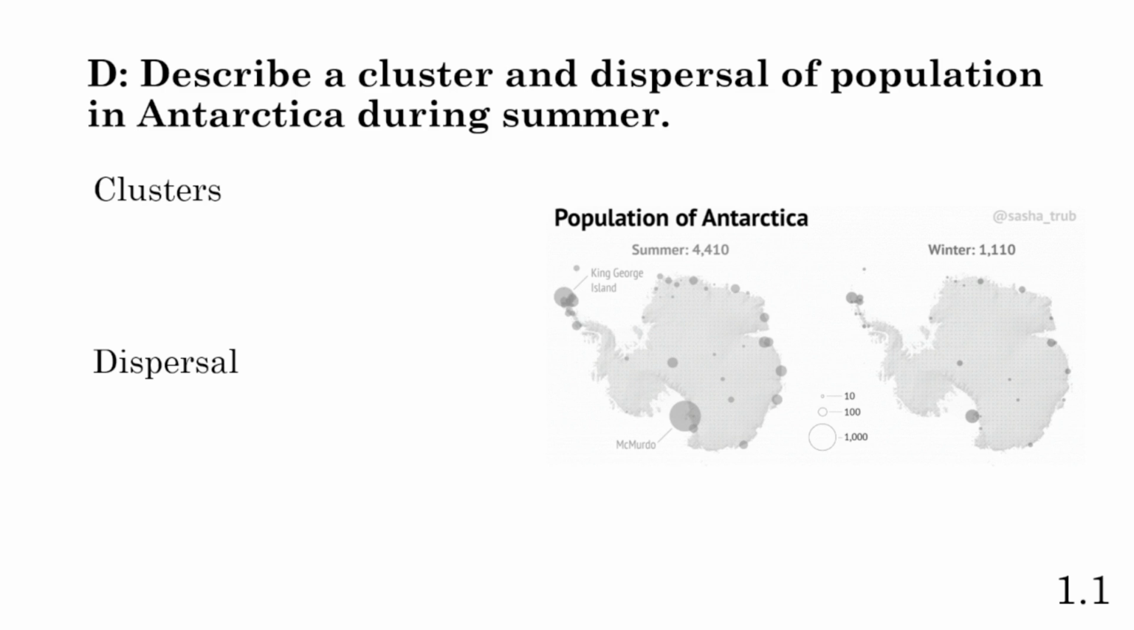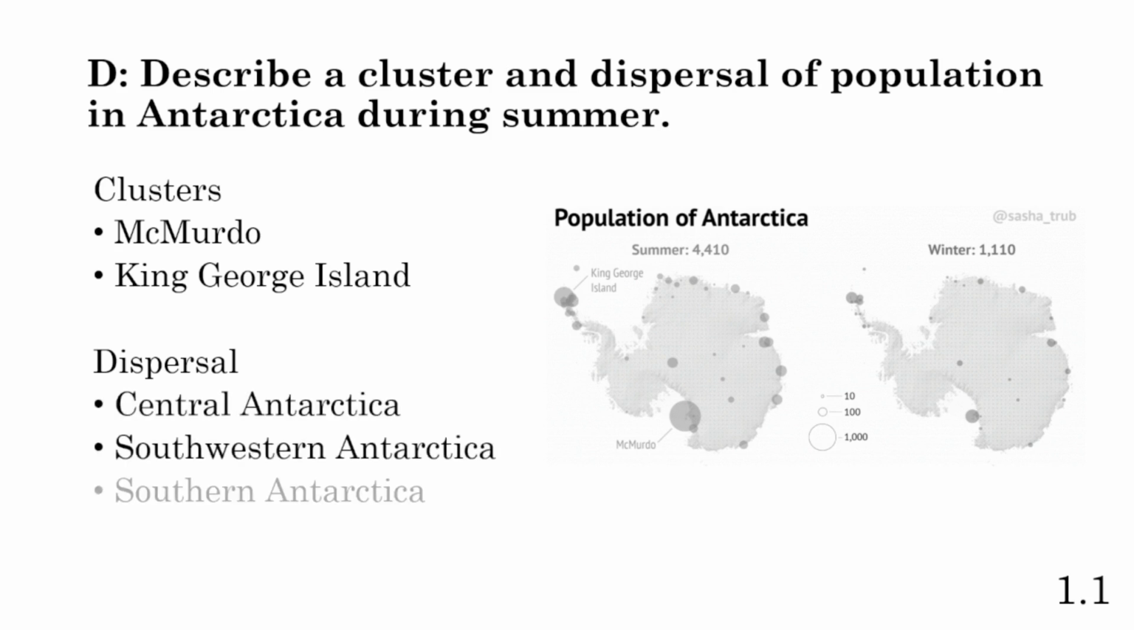So where in Antarctica during the summer is there a cluster of population? The main place I would say would be in McMurdo or King George Island. Those would be where the clusters of populations are located. What about the dispersals? Where is population spread out? Central Antarctica. I would say southwestern Antarctica, southern Antarctica, eastern Antarctica. These kinds of questions want you to use those cardinal points. They want you to use those absolute directions when talking about clusters and dispersals, unless you can give a more specific place, like King George Island, for example. So in these dispersed areas, that's where population is spread out. Where the clusters are, that's where population is accumulated.